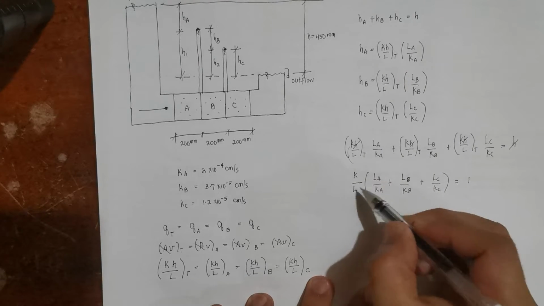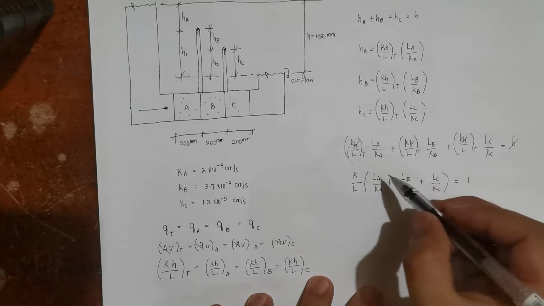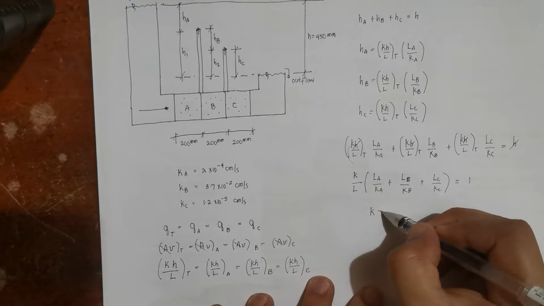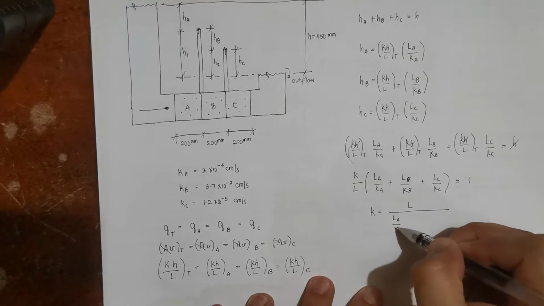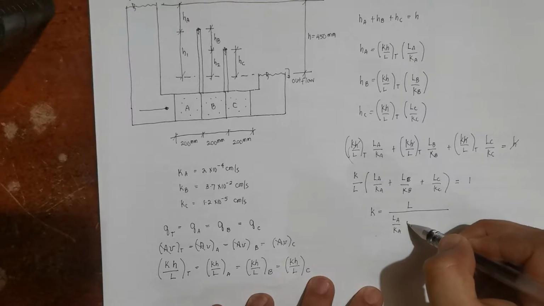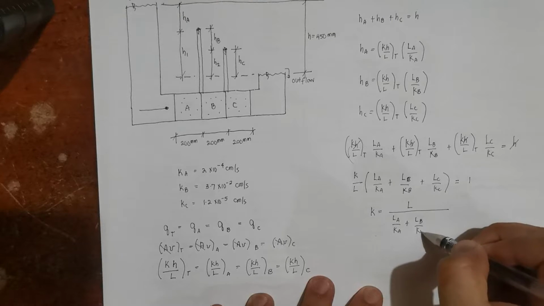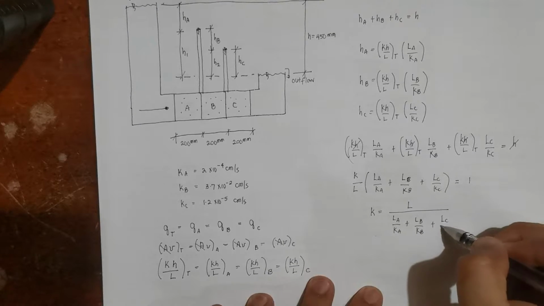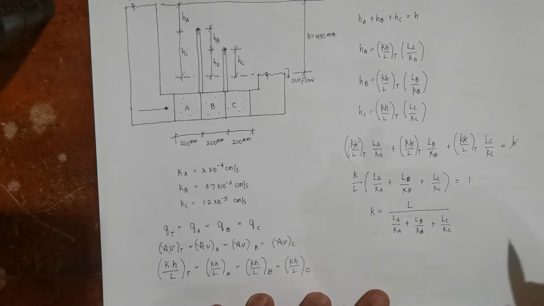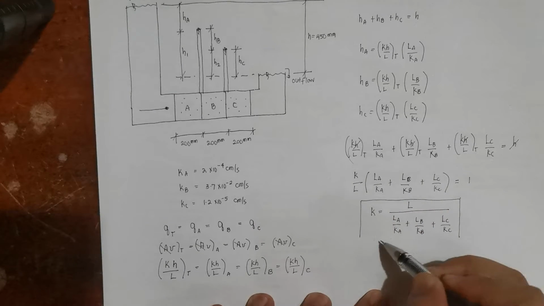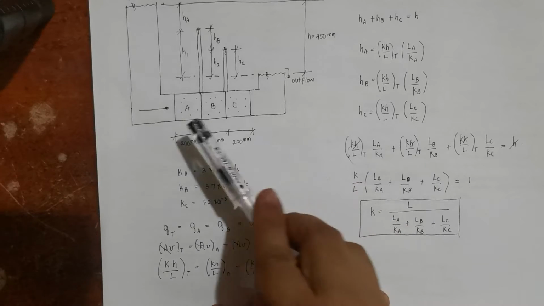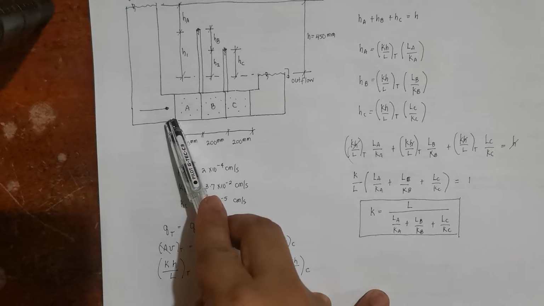Getting the value of K, or the equation of K, cross multiply lang natin, we can get that K is equal to L over LA over KA plus LB over KB plus LC over KC. And that will be the formula of hydraulic conductivity for this given direction of flow.